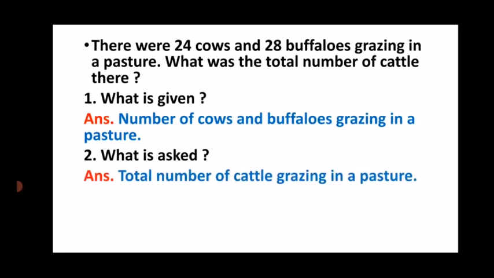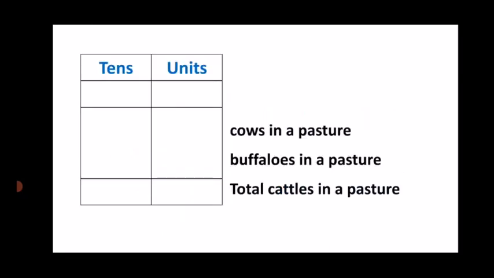And now the plan. That means what we have to do? Yes, we will do addition. So now we have collected all the information from the story given. Now let's put the numbers in the proper place of tens and units and start adding. So cows in a pasture were 24. We'll write 4 in the units place and 2 in the tens place. Buffaloes in a pasture were 28. So we will write 8 in the units place and 2 in the tens place. Now we will give a plus sign because it is an addition problem. So we are going to put a plus sign between them.